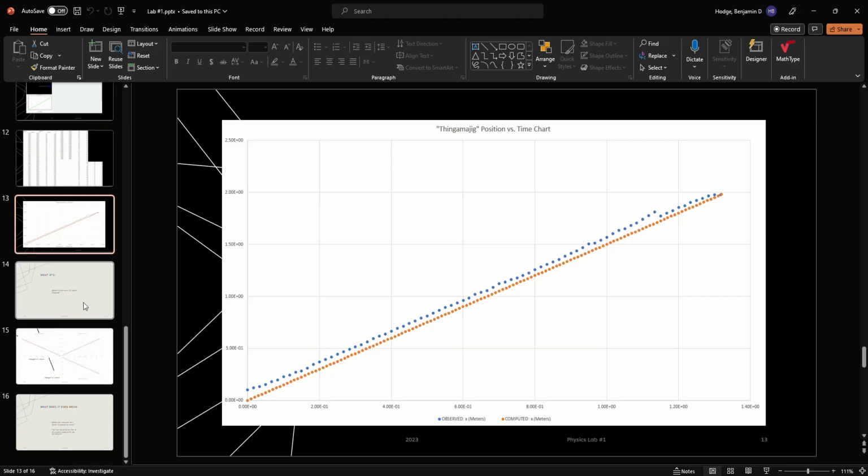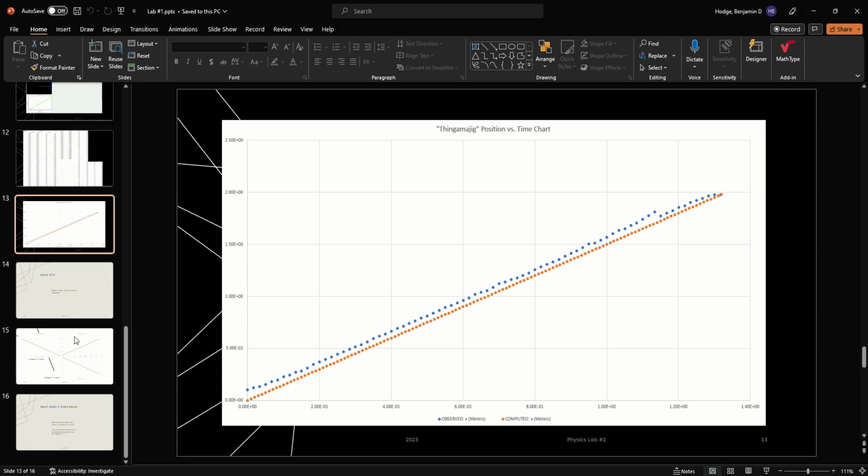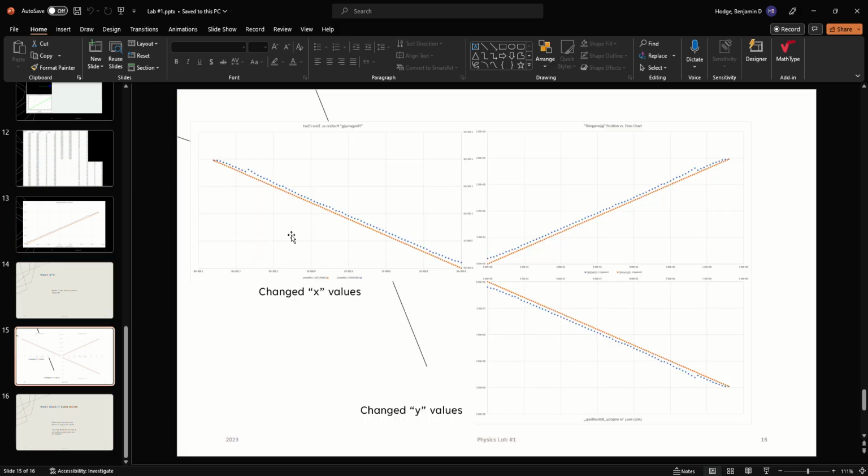So let's get to our end analysis. What ifs? What if the axes were flipped? Well, it's pretty easy to understand. It's how you flip a line in slope anyways. If we changed our x values, the whole thing would turn negative. And if we changed our y values, the whole thing would also turn negative, just in two completely different ways. You can see this based off this coordinate graph here.